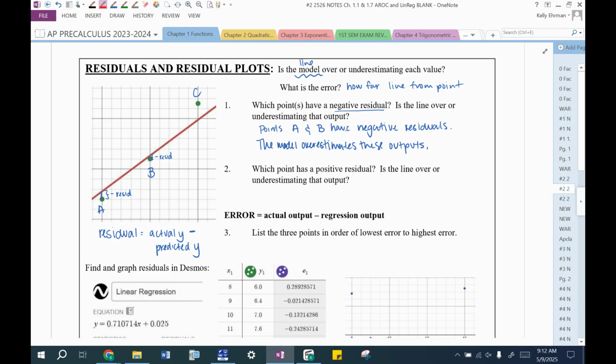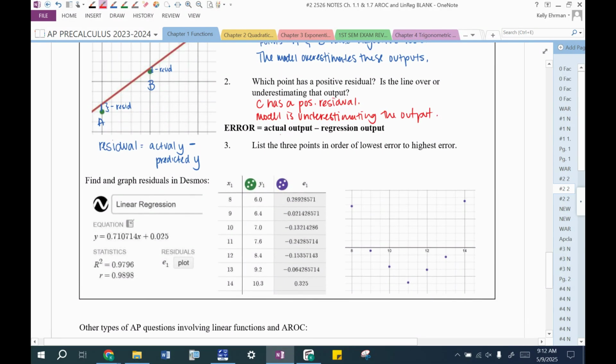Which point has a positive residual? So that's point C right there. That's a positive residual. It's sitting above the line. The difference is positive. And so that would be point C has a positive residual. And the line is underneath this. So the model or the line is underestimating the output. So it's just saying the point at C is going to be, with this input, a bit lower than what it actually is. And then error is just what is the actual minus the regression. So error is the same as the residual.